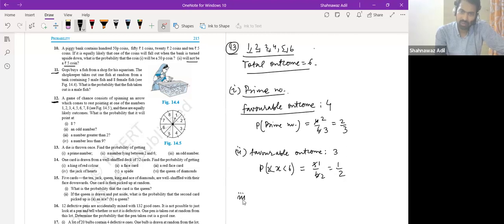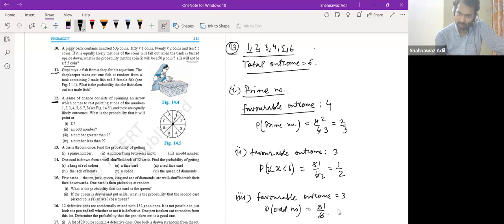And what about the third one, an odd number? Odd numbers are 1, 3, and 5, right? So again 3. So we have odd number probability 3 by 6, which is 1 by 2. Right. So these are the answers. Please note them down, and if you guys have any doubts, please ask.